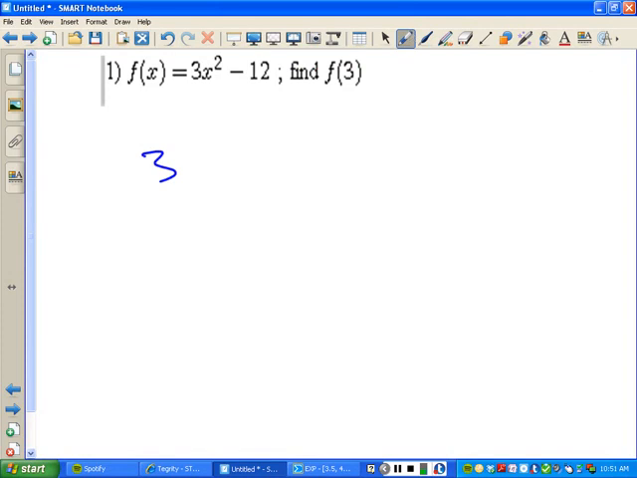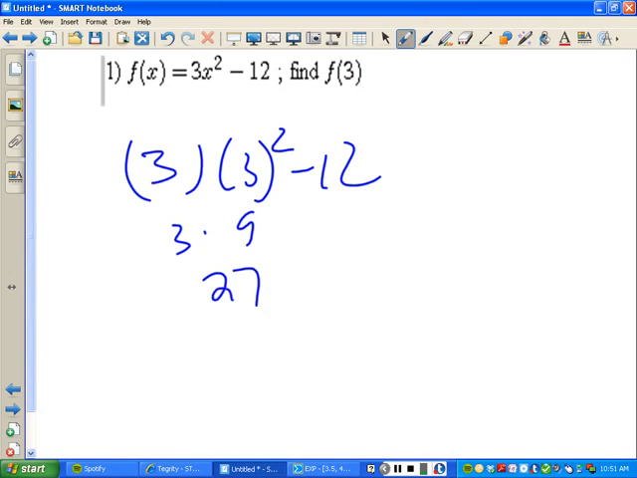He's like, man, next class is going to get the harder paper. 3 times 3 squared minus 12. We got 9 times 3 is 27, minus 12 is 15.